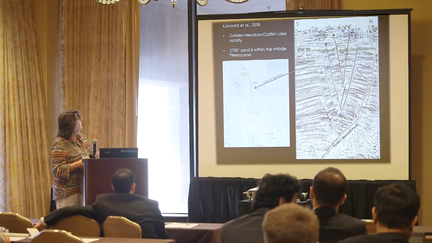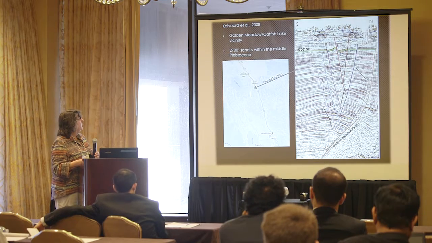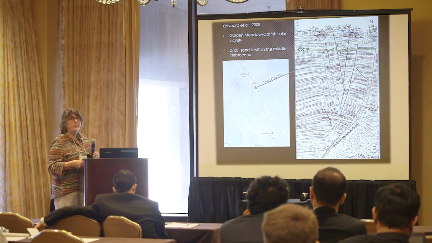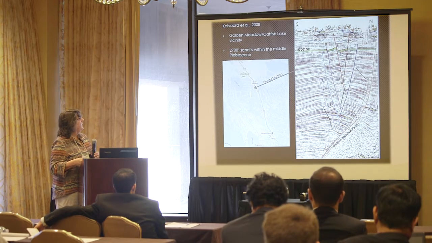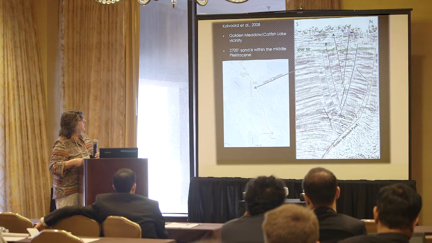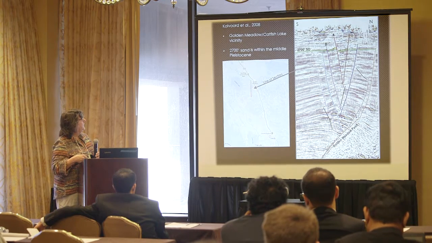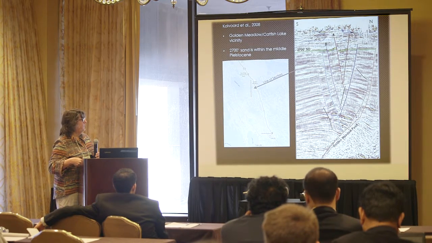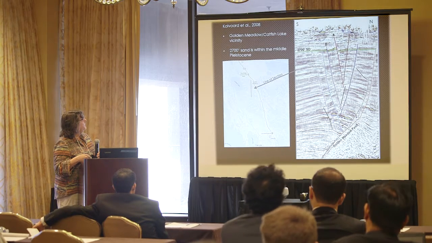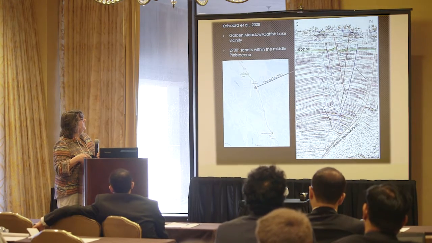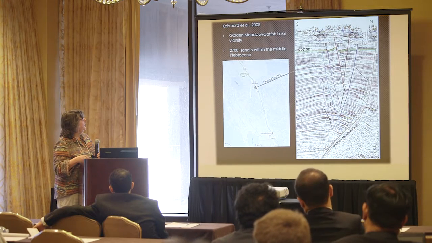So if we take a look at the Golden Meadow area, this is a published seismic line from Coulthard et al., 2008, and north is on the right, south is on the left. You can see that we've got a very large fault right here that goes down. This is probably at least 15,000 feet, maybe 20,000 feet at this depth. And we've got a cluster of faults here that are making a graben right in the middle.